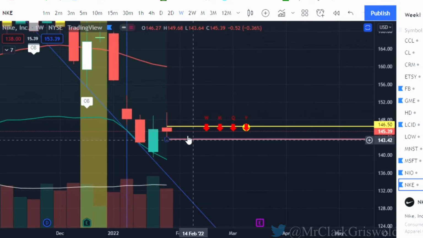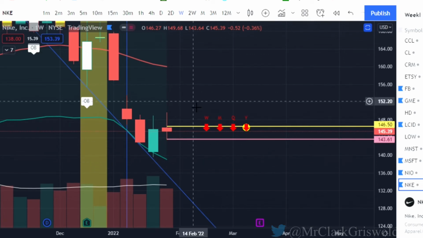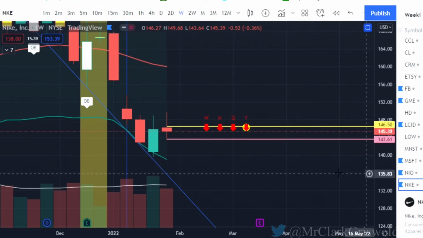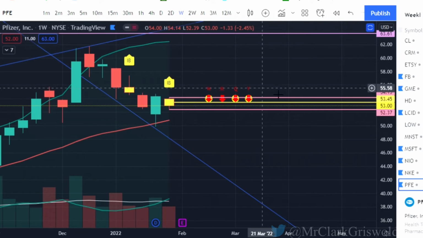Nike, NKE, 2 down, 2 up, but that 2 up is red, so I'd be looking for a reversal on here again with this time frame, as you see, is red. 143.61 is our trigger. Pfizer, PFE, inside bar, full time frame, as you can see, calls at $54.15, puts at $52.37.